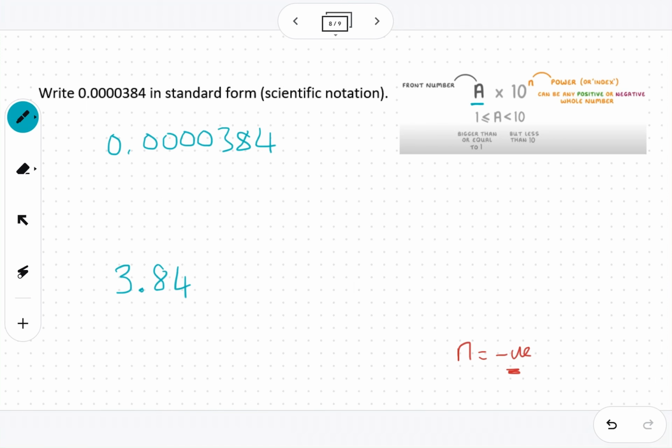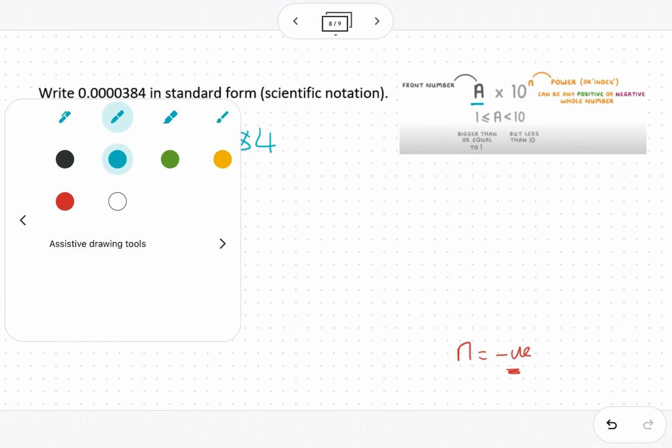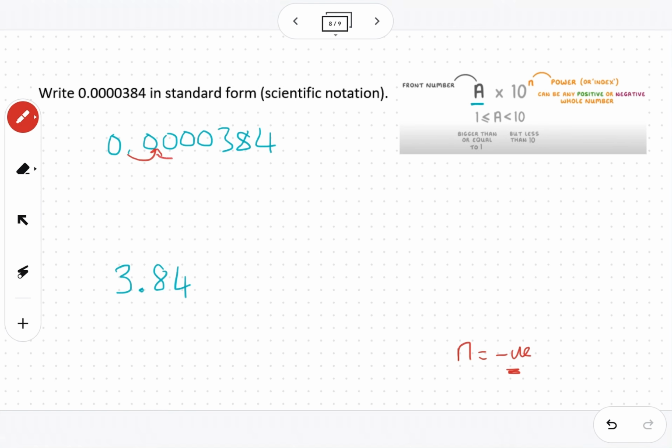Okay, let's use a different color. So 1, 2, 3, 4, 5. So it means times 10 power 5 or negative 5. Remember earlier, if it's a decimal, it will be negative 5. Okay, or you can also see it this way: this is small to big, small to big. So if you want to go back, it must be negative 5. Okay.